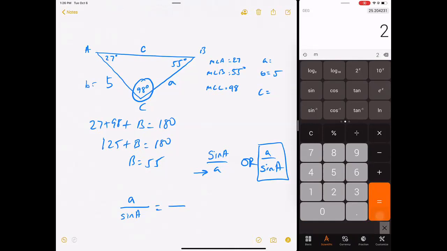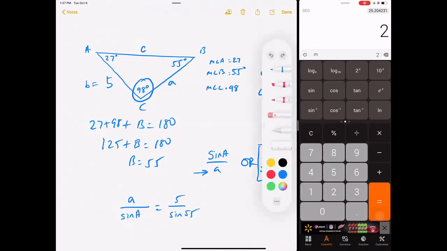We know that angle B, that's 5 over sine of 55. I don't want to use C because I don't know anything about C. I just know the angle, but I don't know the side. So once I fill this out, you realize I only have one variable. Let me change one part of this. We know what angle A is, don't we? We know angle A is 27.